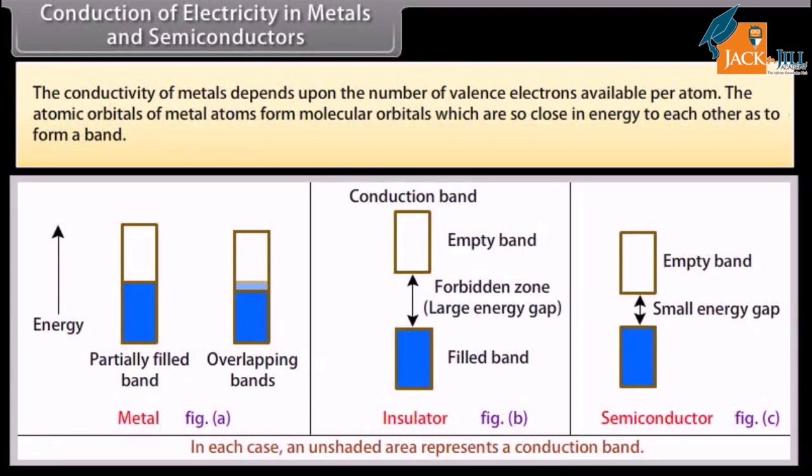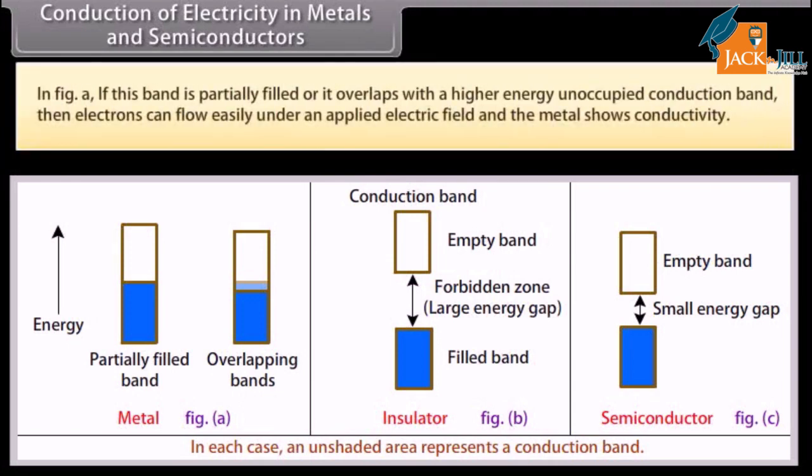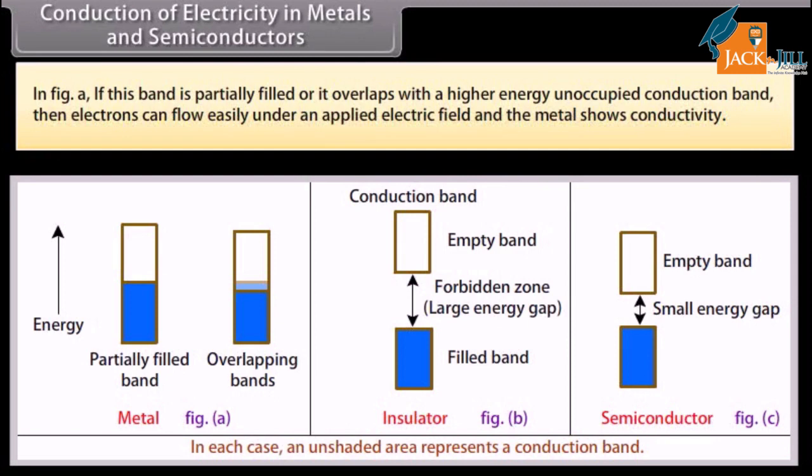Conduction of electricity in metals and semiconductors. The conductivity of metals depends upon the number of valence electrons available per atom. The atomic orbitals of metal atoms form molecular orbitals which are so close in energy to each other as to form a band. In Figure A, if this band is partially filled or it overlaps with a higher energy occupied conduction band, then electrons can flow easily under an applied electrical field and the metal shows conductivity.